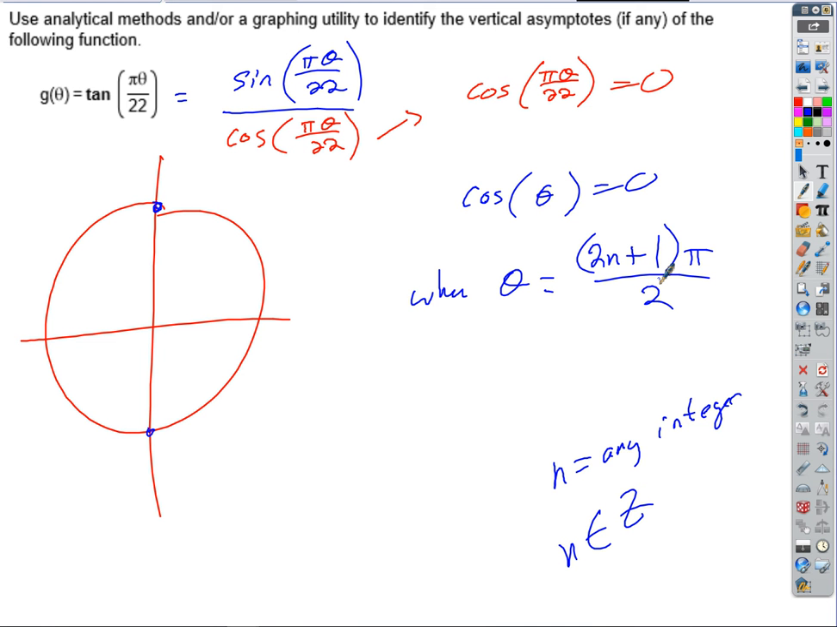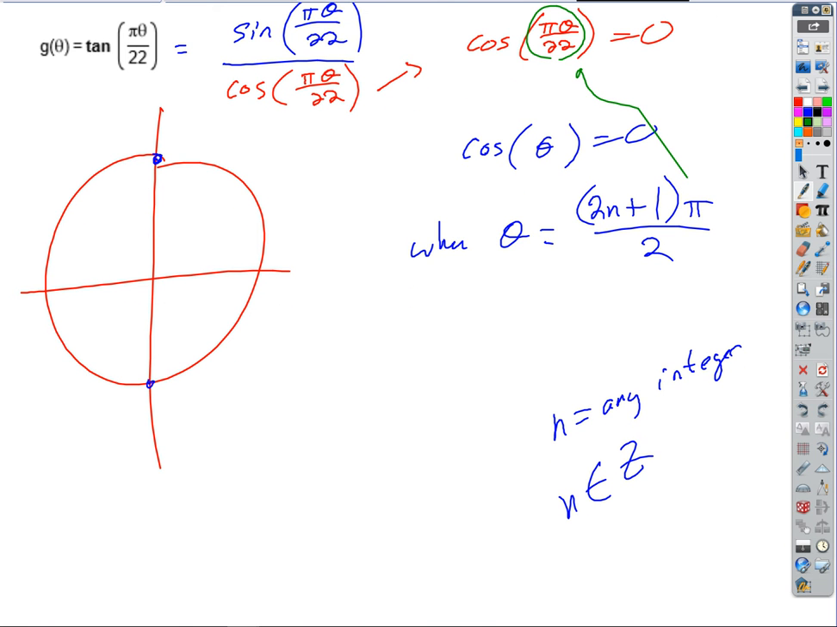So if those are the values where cosine theta equals 0, we're just setting those equal to pi theta over 22 and solving for theta, right? Cosine equals 0 when theta is equal to that, right? So we just solve that little equation. Pi theta over 22 equals 2n plus 1 times pi halves.